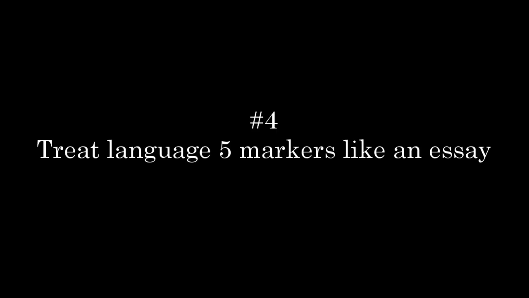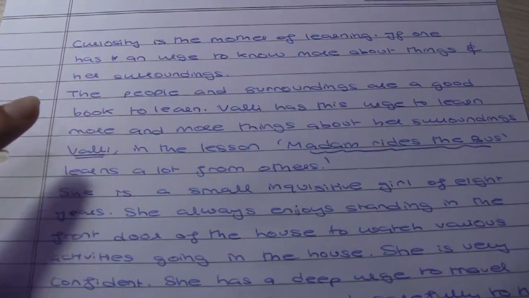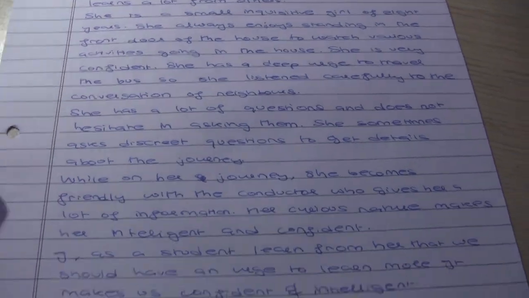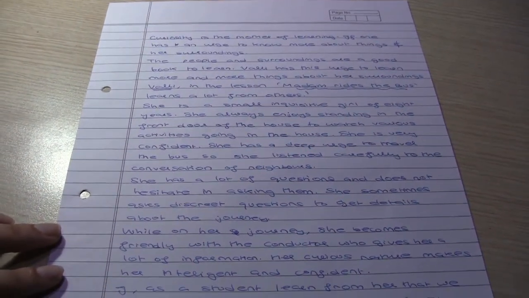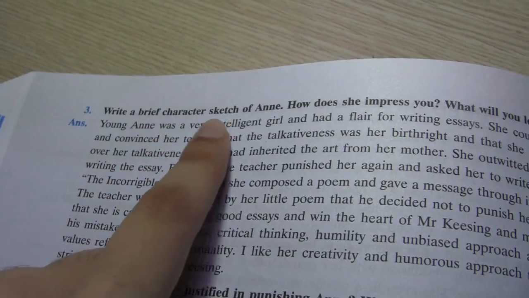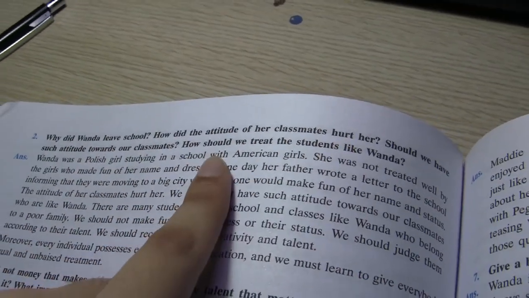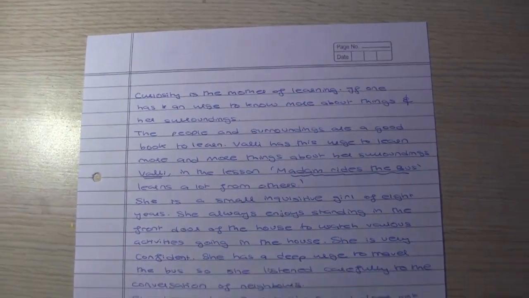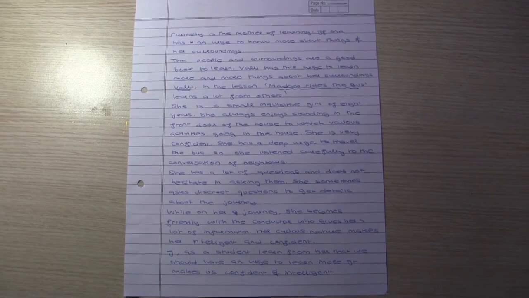Number 4 is treat language 5 markers like an essay. The approach to a language 5 marker is quite different from a regular 5 marker question. In fact, all languages have different styles. You should simply split the paragraph here, not write subheadings. Usually, 5 markers for language are either character sketches or a statement from a chapter you have to explain. For this, you should be able to summarize the story of a whole lesson in a single page. It is similar to writing a mini essay.